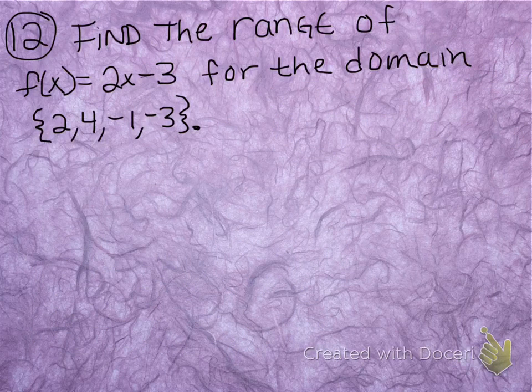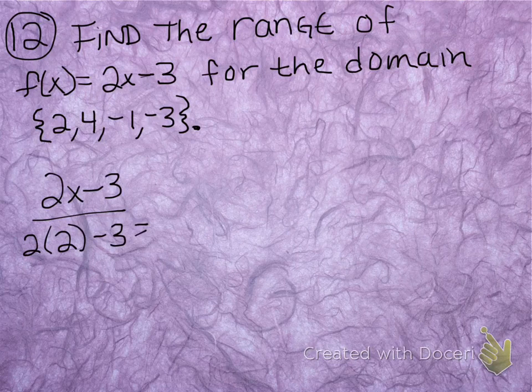All right, and here we want to find the range of a function 2x minus 3 with a domain of 2, 4, -1, and -3. So we have 2x minus 3 is the equation that we're plugging in. So 2 times 2 minus 3 is 4 minus 3, which gives you 1. Here we have 2 times 4 minus 3. 2 times 4 is 8. Minus 3 gives you 5.